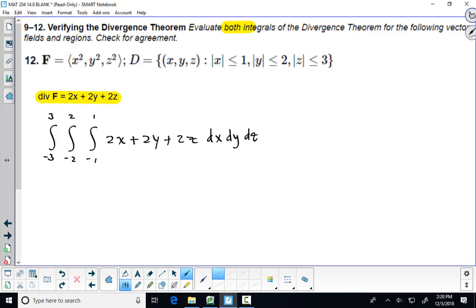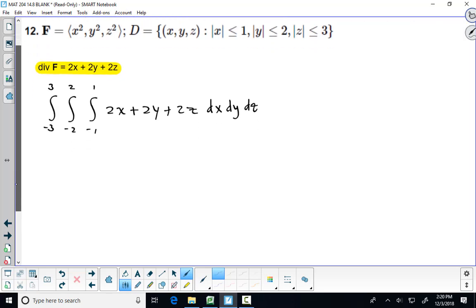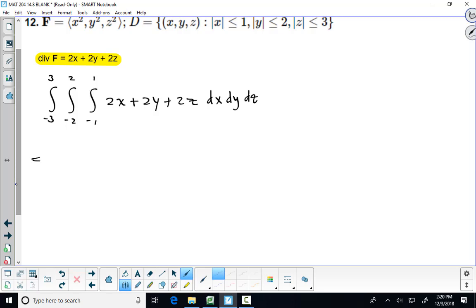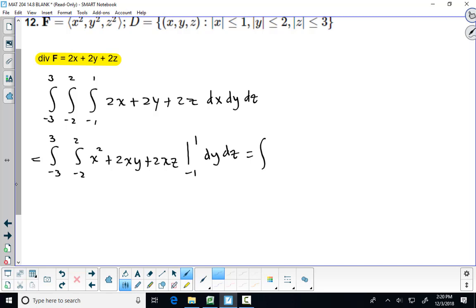That tends to be the easier side if your divergence is a simpler function. So there are x's, y's, and z's, so we can't just collapse anything, unfortunately. But this integrates pretty easily. Integrate with respect to x, we're going to get x squared plus 2xy plus 2xz from -1 to 1. Let's evaluate that. Do you agree that the x squared part is going to go to 0, correct?